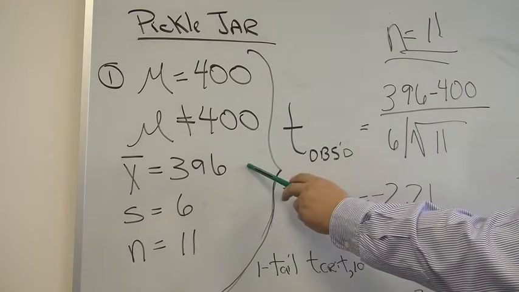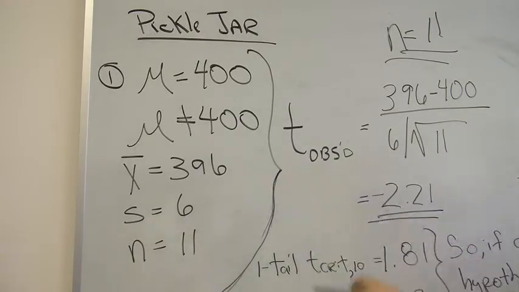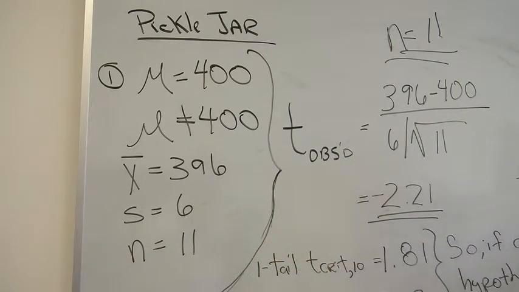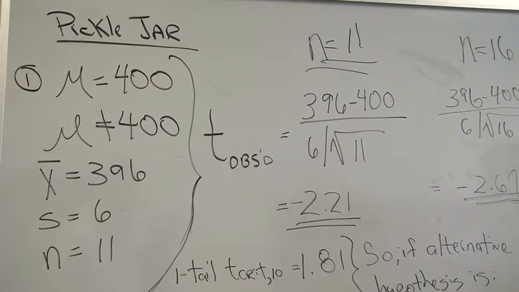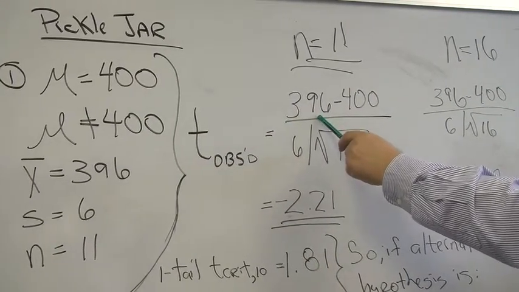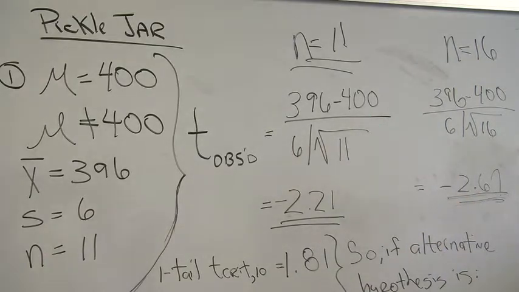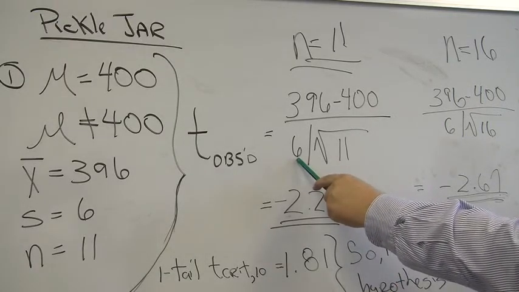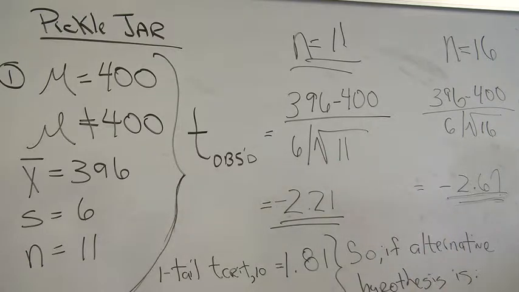Our observed mean from a sample of 11 pickle jars was 396 pickles per jar with a standard deviation of 6 and a sample size of 11. So I want you to understand the computation for calculating the observed t-value. In this instance, with the sample size of 11, we just take our observed mean of 396 pickles, and we subtract the population mean of 400. And then in our denominator, we've got our sample standard deviation divided by the square root of our sample size.